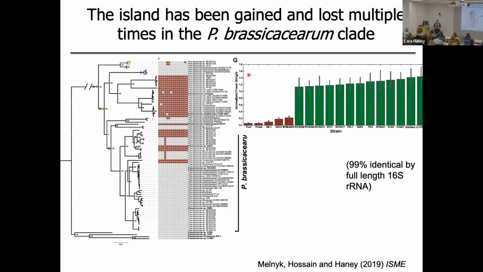We found that the presence of this is predictive of disease, and so strains that have the island are shown in red and they stunt plants. Strains that don't have the island are shown in green and they don't stunt plants. And so the presence of this island is really predictive of virulence in this Pseudomonas fluorescens.